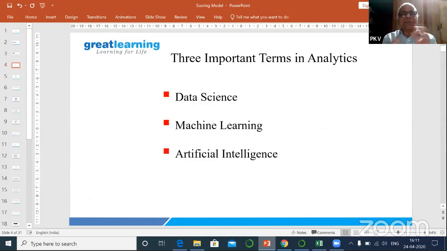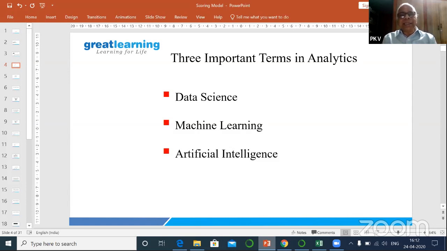And then comes here, there are three important terms that are used in analytics: data science, machine learning, artificial intelligence. Data science deals with the ability of the person to extract insights from data following models, methods, algorithms, whatever you can think of, and perhaps driven more towards deriving insights.